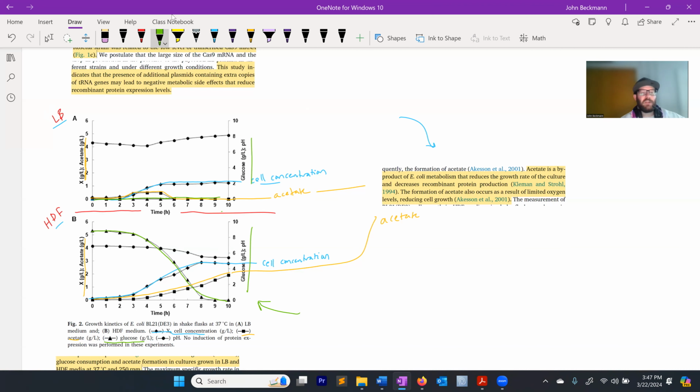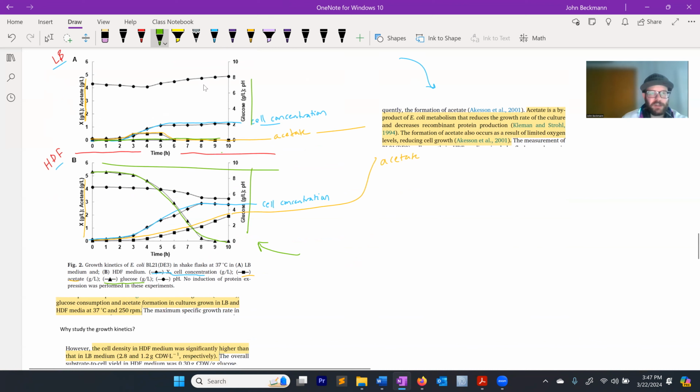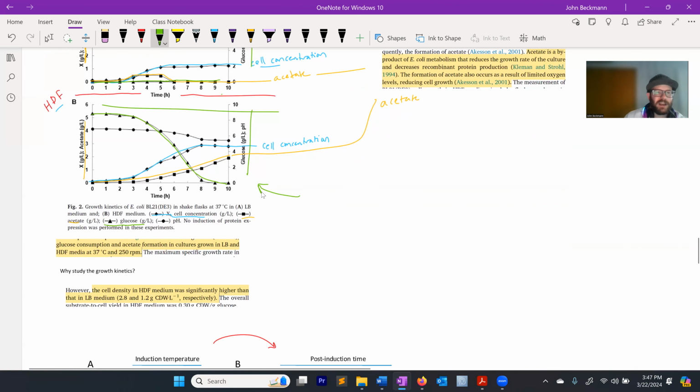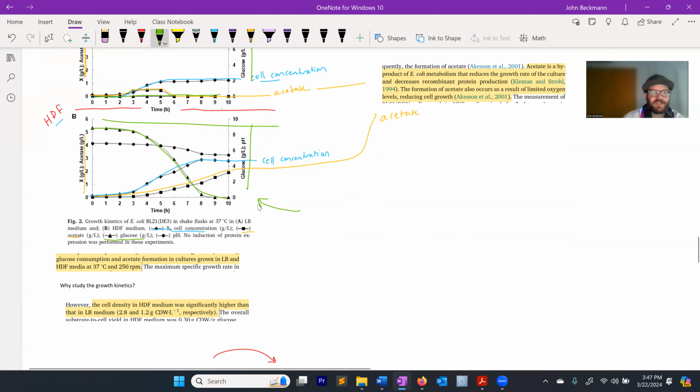So actually, this might be why that's okay. That's very interesting. We figured that out on the spot. That might be actually the reason that the HDF is a better media. Maybe they're using that extra sugar to grow better. Okay, so that's somewhat interpretable, although I hate the double y-axes. I would much prefer to see just different graphs side by side.